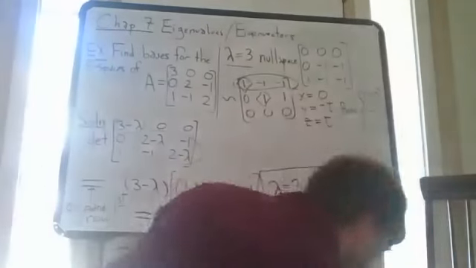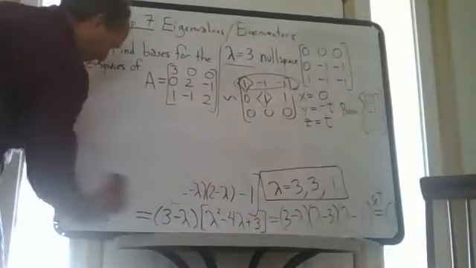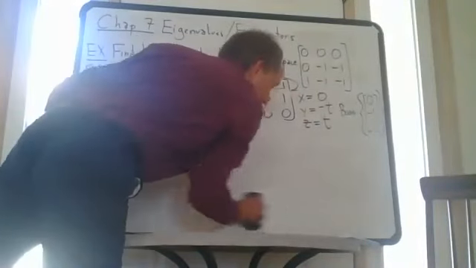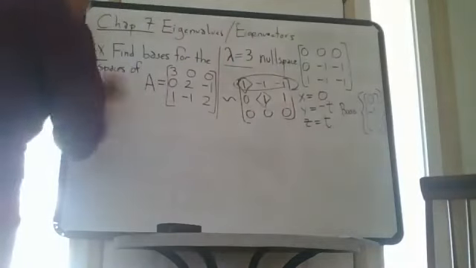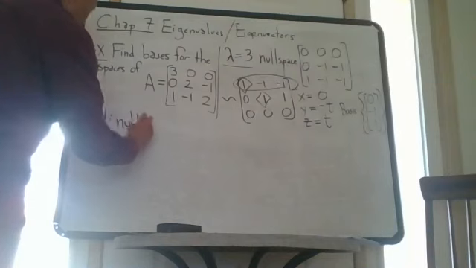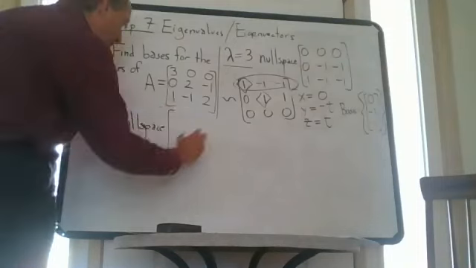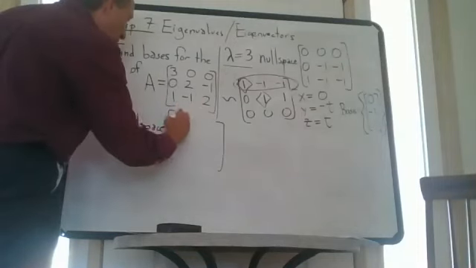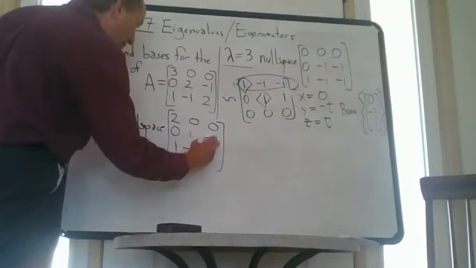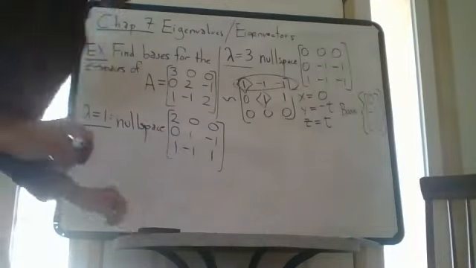Now we can also do the other eigenvalue. Let me come back over here. The other eigenvalue is lambda equals 1. So let me put that one right here. I'm going to do the null space this time. I'm going to subtract 1 from the main diagonal of the original matrix, okay?